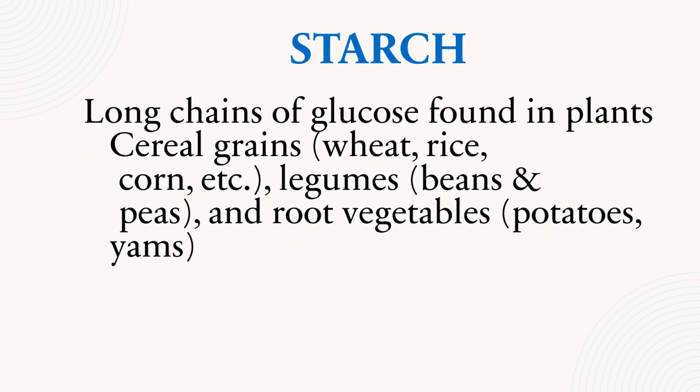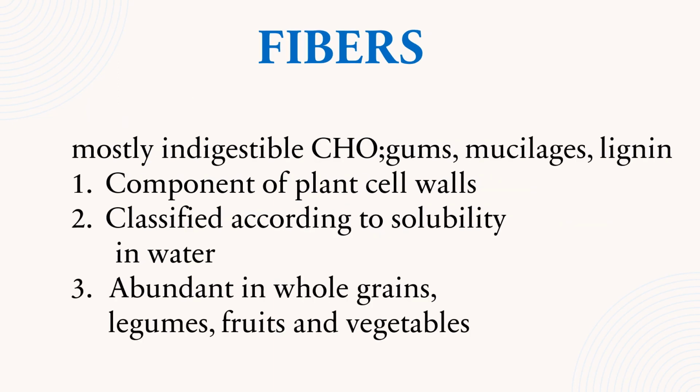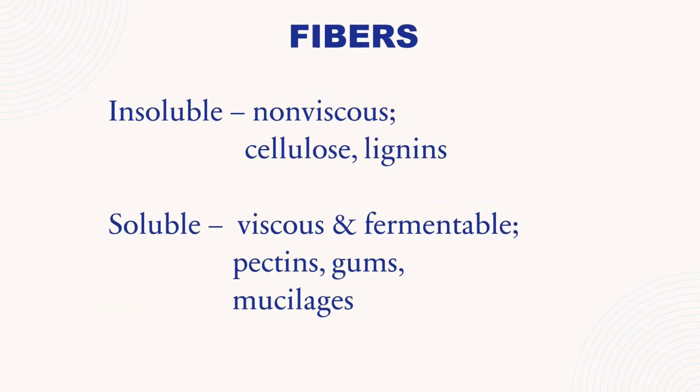It lasts only about 12 hours. Starch is a long chain of glucose found in plants: cereal grains like wheat, rice and corn, legumes, beans and peas, and root vegetables, potatoes and yams. Fibers are mostly indigestible CHO found in gums, mucilages and lignin. They are a component of plant cell walls, classified according to solubility in water, and abundant in whole grains, legumes, fruits and vegetables.